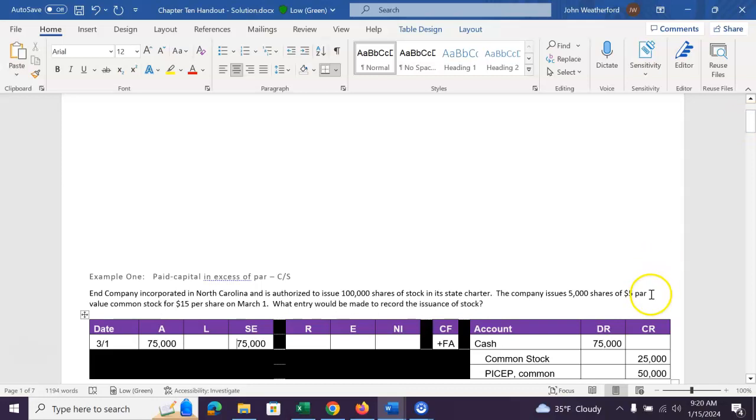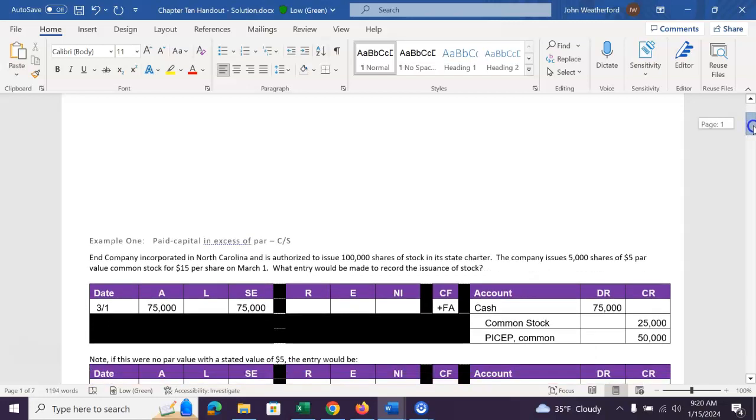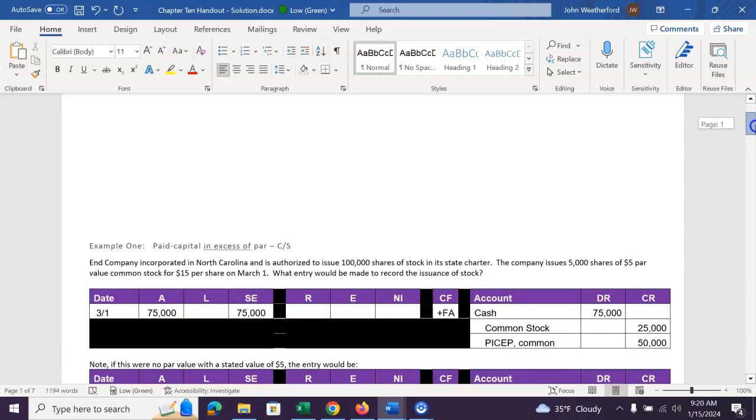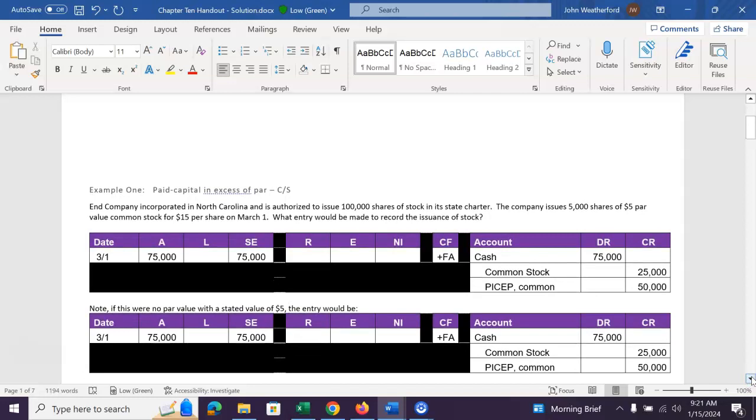Okay, now again, that par value is just an amount assigned to the shares in the charter. So a charter may not assign a par value. Instead, it could assign what we would call a stated value. So let's look at the same set of figures, but with a stated value rather than par. So note, if this were no par value with a stated value of $5, the entry would be made the same way.